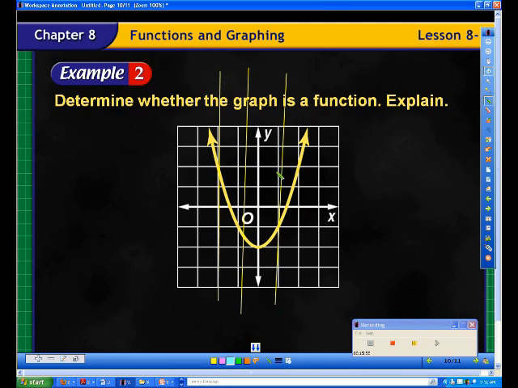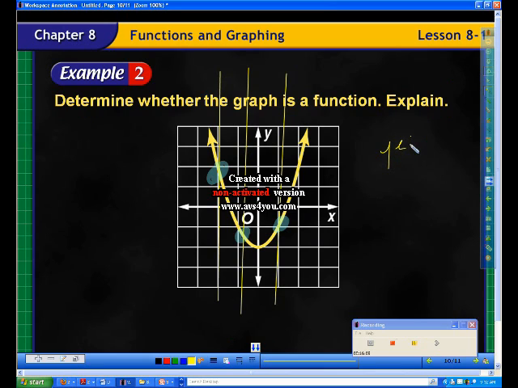Well, this line, for example, only hits it in one spot. This one only hits it in one spot, and that one only hits it in one place. So we would say that yes, this is a function because it passes the vertical line test. That means that every time I draw a vertical line through the graph, it only hits it in one location.